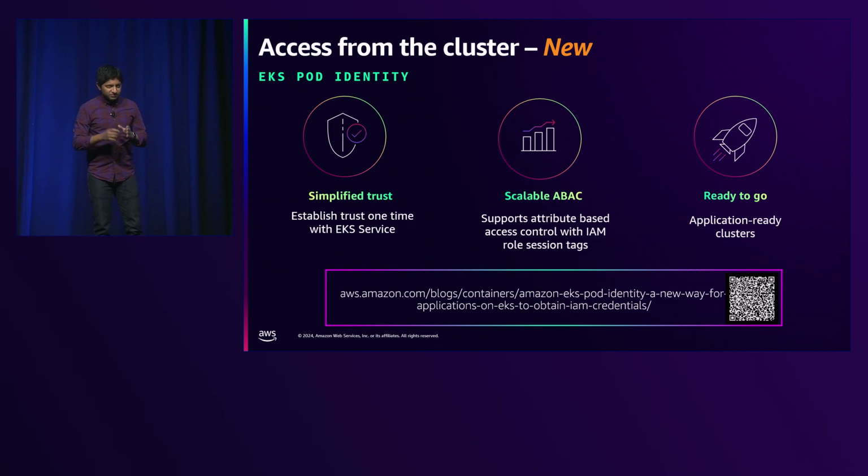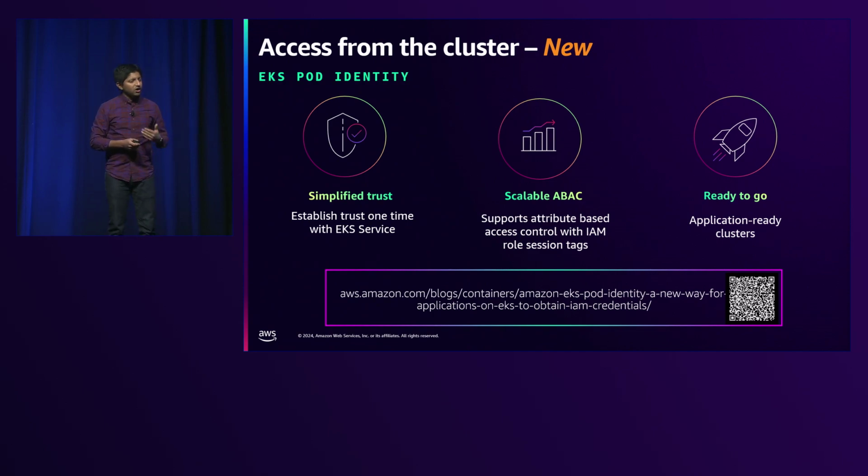So Pod Identity simplifies trust. Pod Identity enables you to create a role that can be assumed by the EKS service as a whole. So previously, when you create a role, you specify the clusters that it could assume. And now with Pod Identity, you can just specify that the AWS service can assume it. So it doesn't matter which cluster you're using, but you also have the ability, if you want to lock it down to a few clusters, you have that ability as well.